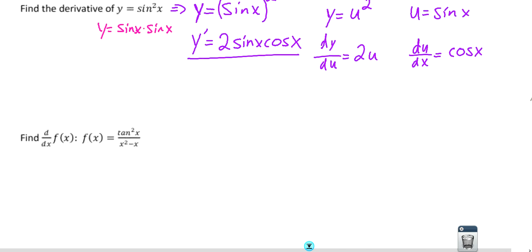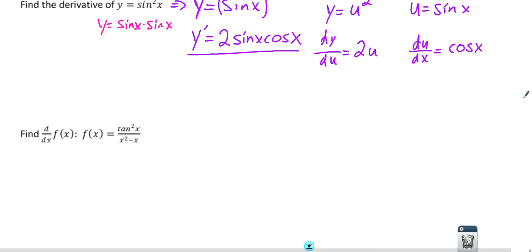Okay. All right. Next, we have this function, and we have quotient rule going on here. Our main idea here is quotient rule. Now, in the one previous, the main driving derivative was chain rule. But this one, the main driving rule is quotient rule because of this division. We have a function divided by a function. So we start with quotient rule. So it's the low function, x squared minus x, times the derivative of high.